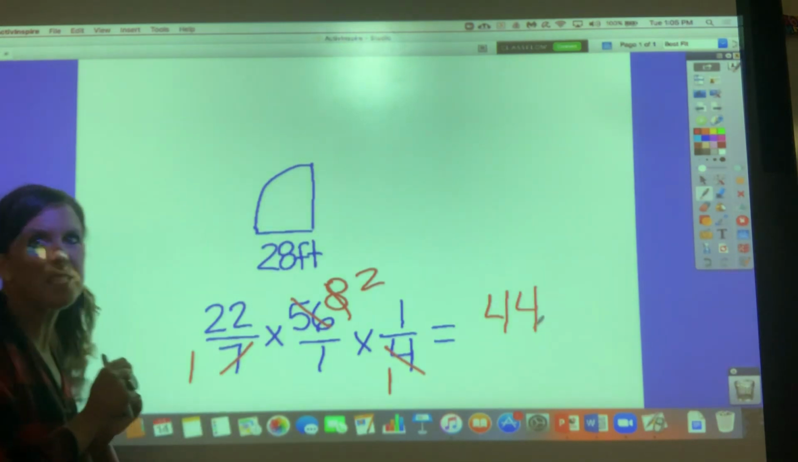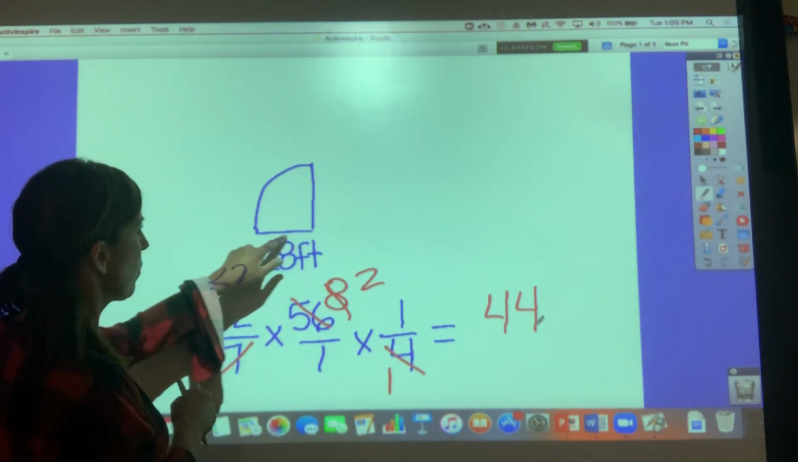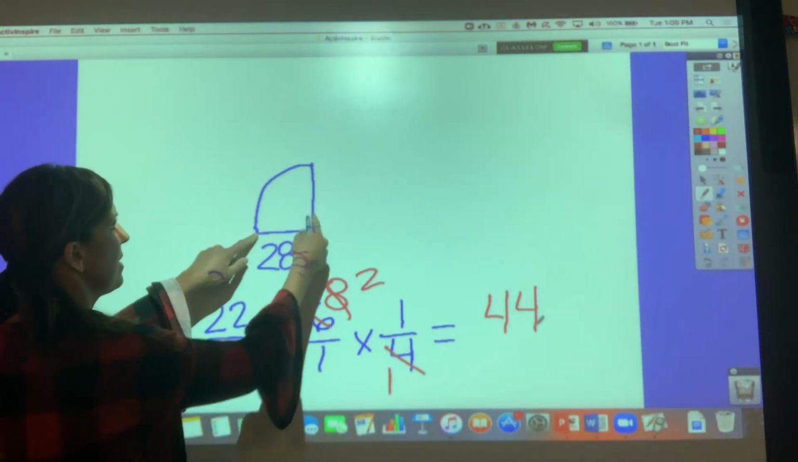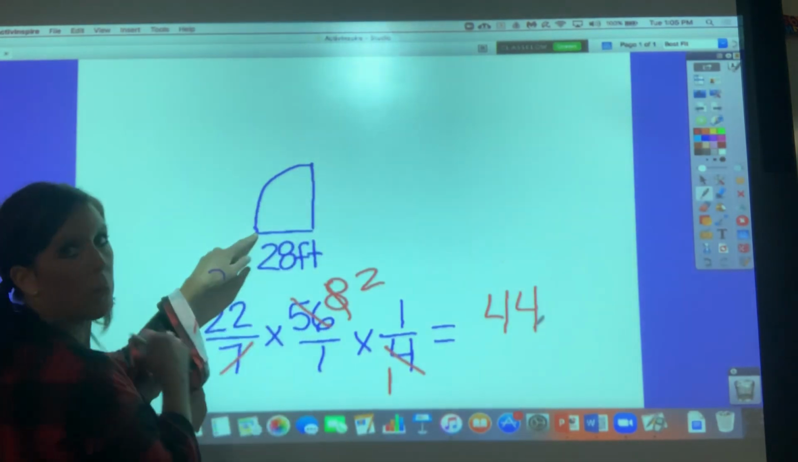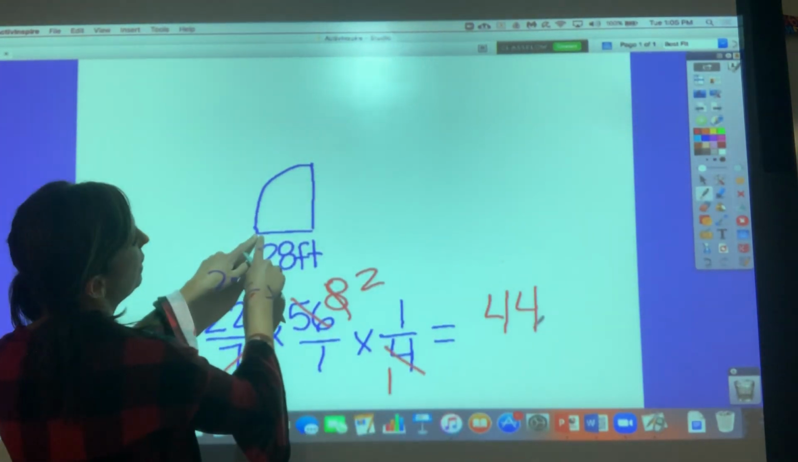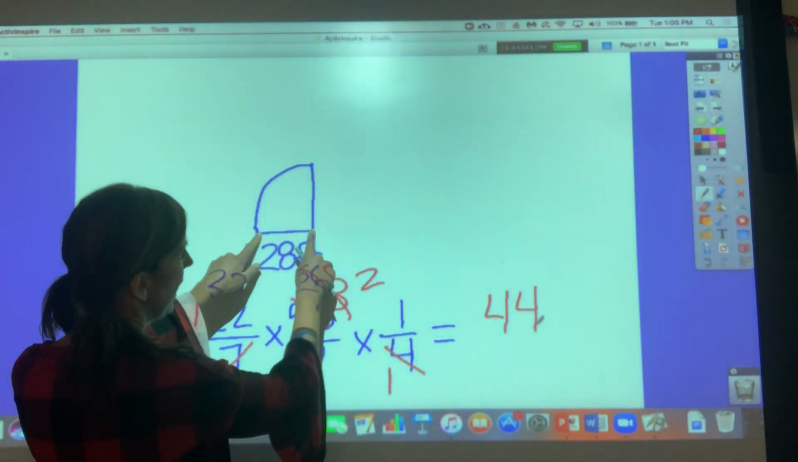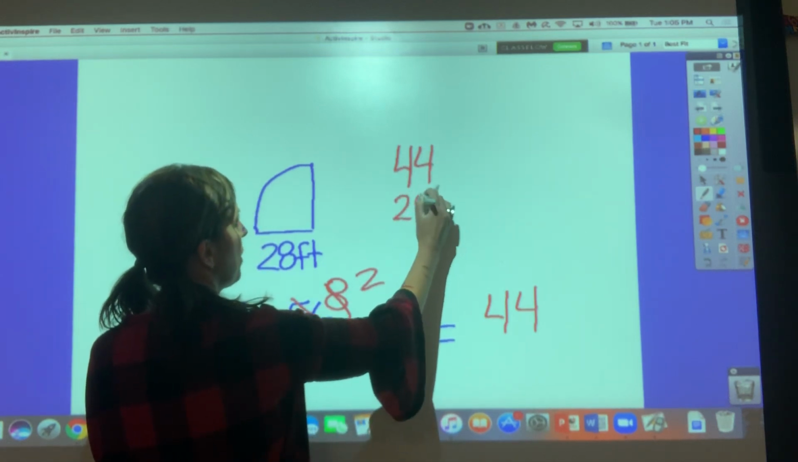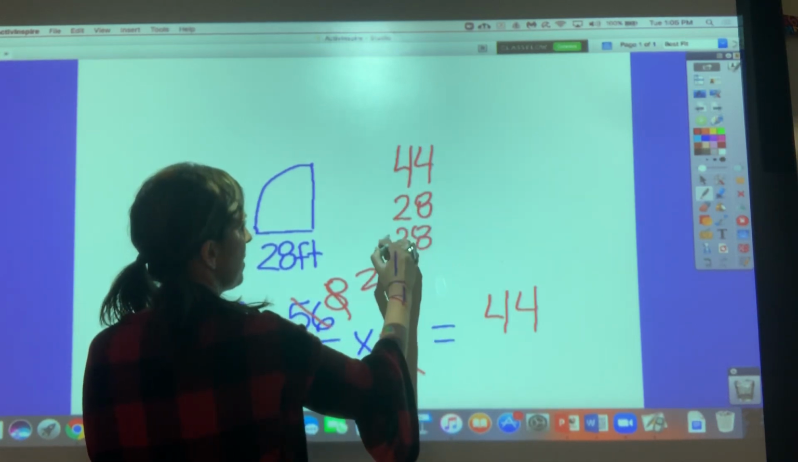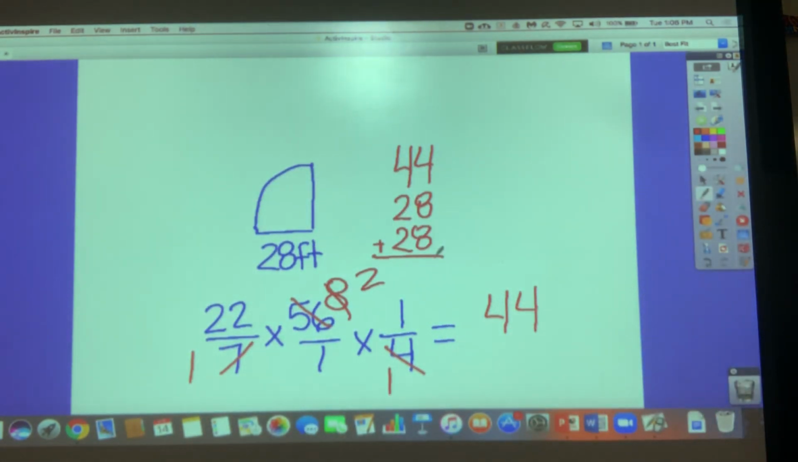But we want the distance around this quadrant. We know that this is 28. And again, if this is a radius of this circle, then this is 28. So we just found out that the curved part is 44. But we also know that this is 28 and this is 28. So we need to add 44, 28, and 28 to find the distance around the quadrant. So add that up and see what you get.